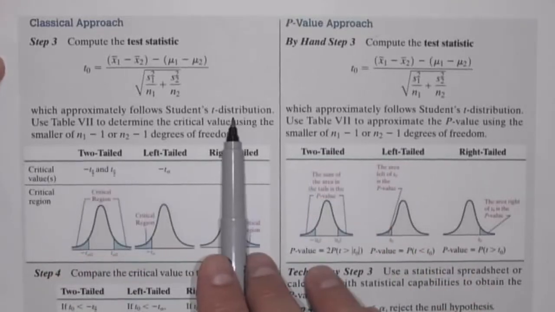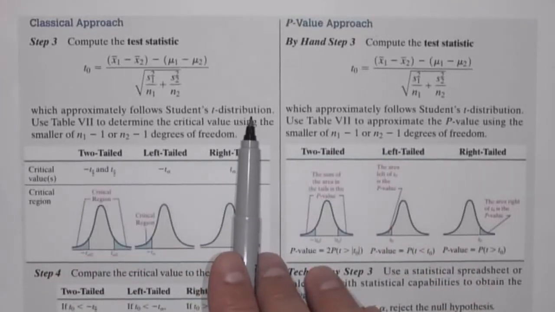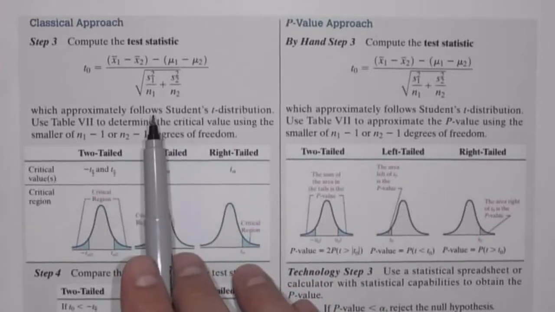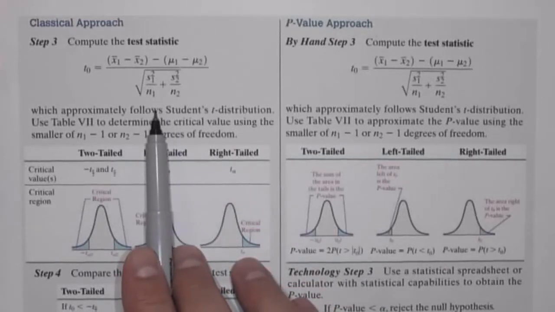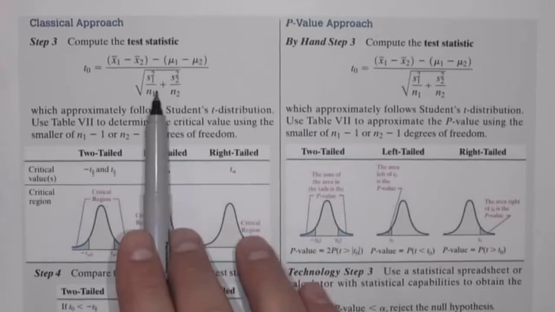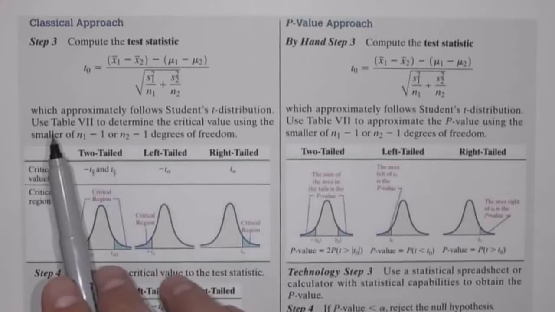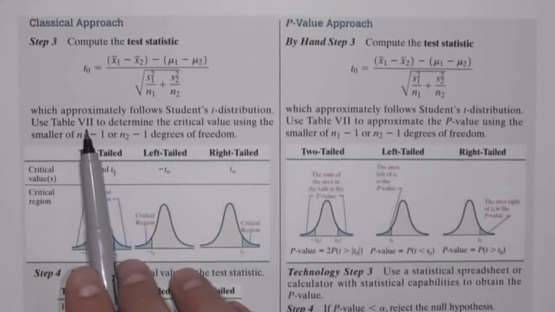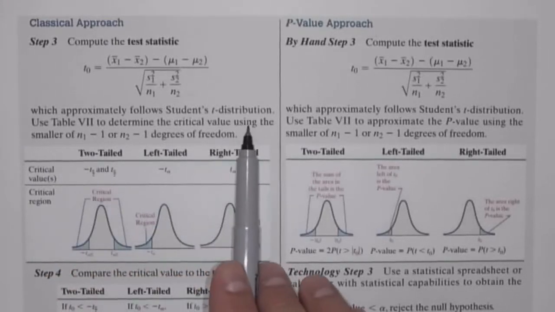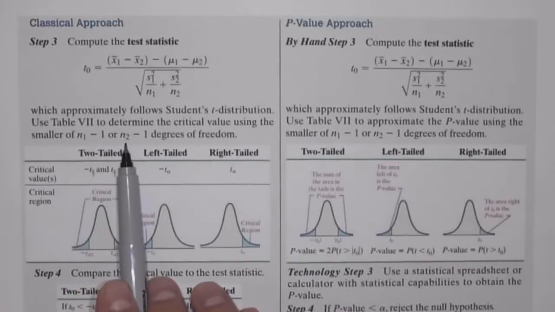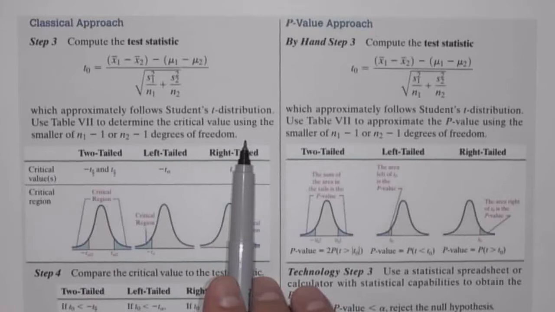Now, this is going to follow a student's t-distribution as a general rule. Again, if we know the population's normal exactly, then this will exactly follow a student's t-distribution. If we have a sample size of 30 or more, but not an exact normal distribution, then this will approximately follow a student's t-distribution. Now, we're going to use table 7 or some other means to determine the critical value using the smaller of n sub 1 minus 1 or n sub 2 minus 1 degrees of freedom.